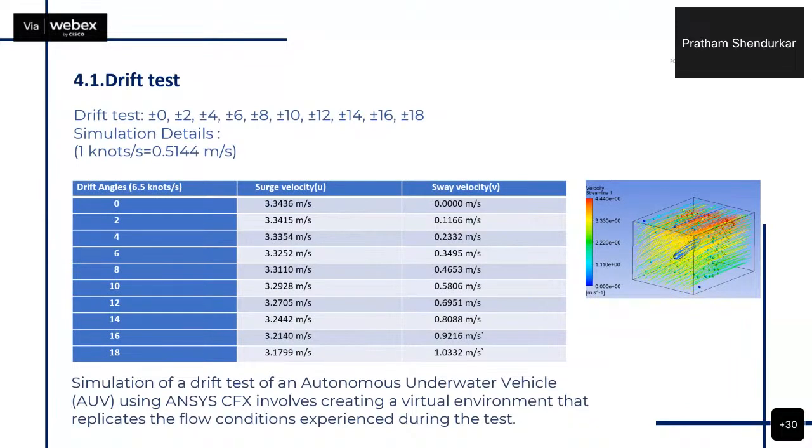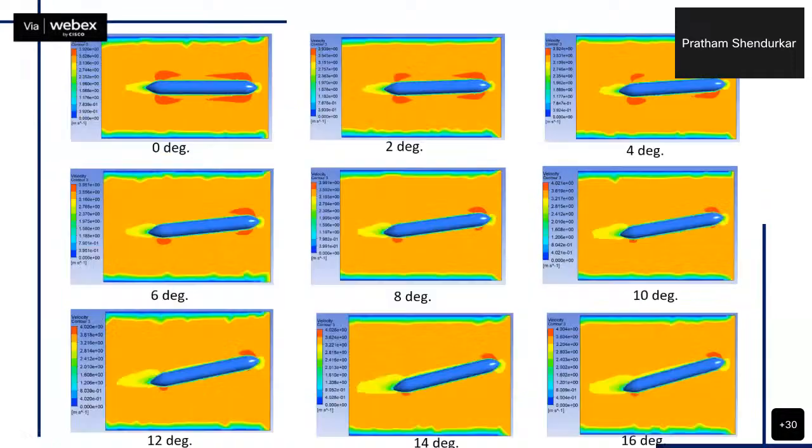So we have taken 18 different drift angles for our simulation, ranging from 0 to 18, and we have input the velocity, so the surge velocity and sway velocity, corresponding to every angle. These are the simulations of drift tests we have done in ANSYS CFX, ranging from 0 to 16 or 18 degrees, and this is the velocity contours that are plotted.